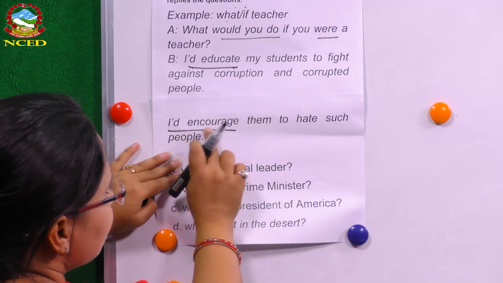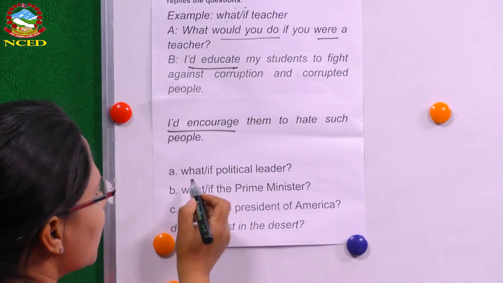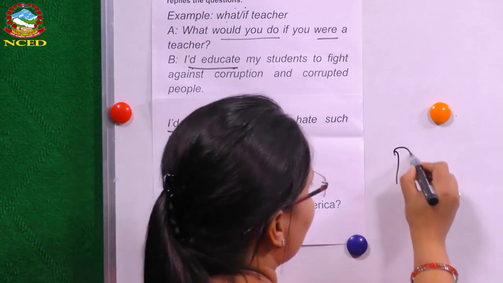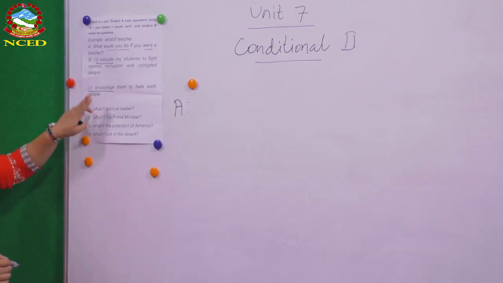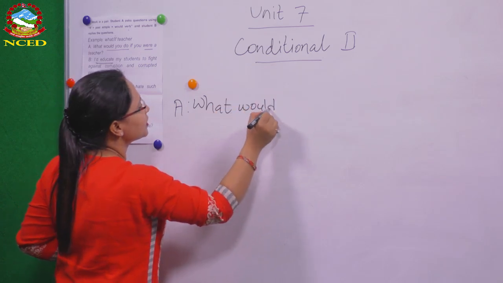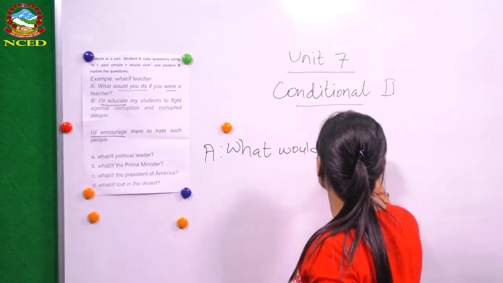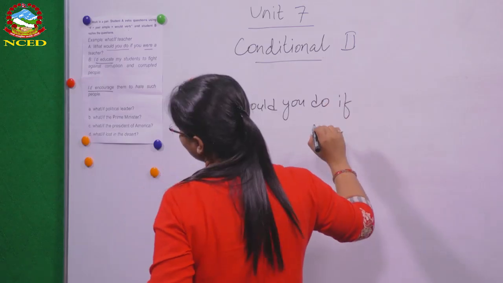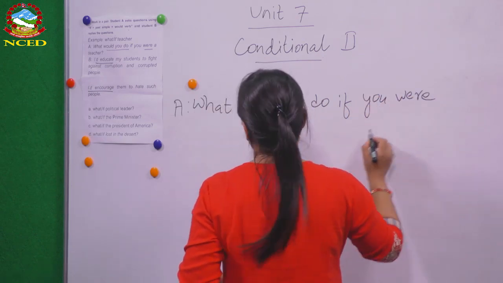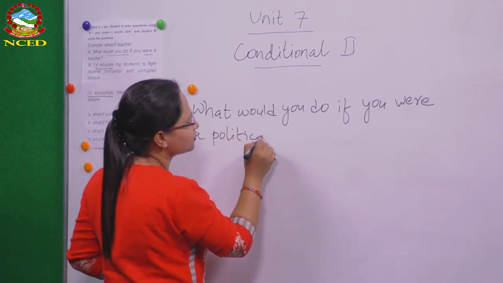Another example, again the same structure, okay? So let's do it together. What if political leader? So what will be the question for A? A ले के question बनाउनु पर्यो यहाँबाट? Yes, what would, we are talking about conditional type 2, right? What would you do if you were a political leader? तिमी एउटा नेता भएको भए के गर्थ्यौ?